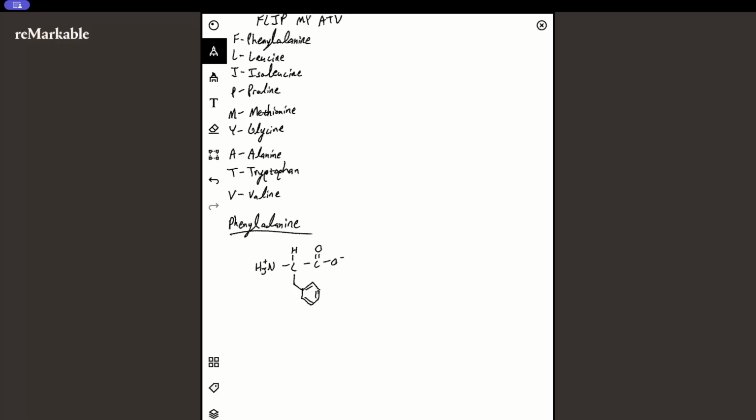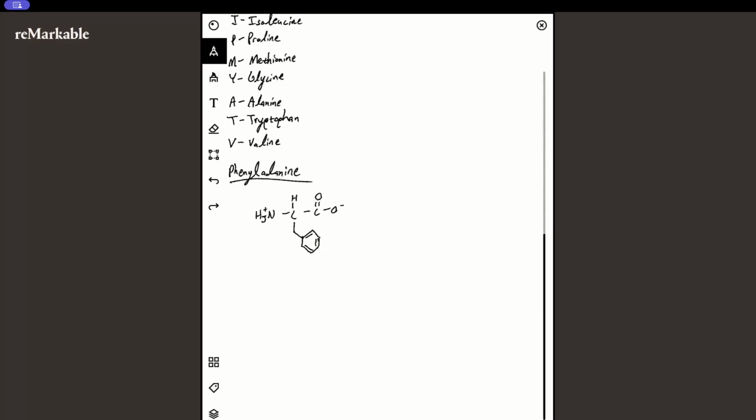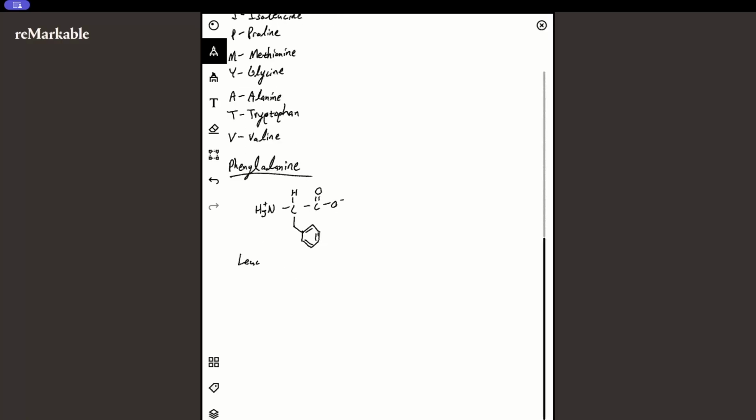So, well, this is actually a benzyl group, but I see it as a phenyl add-on, and this is non-polar. That's all it is. You look for the one ring. You look for that phenyl. There it is. Boom. That's phenylalanine done. Pretty easy to see with the one ring. Next is leucine.